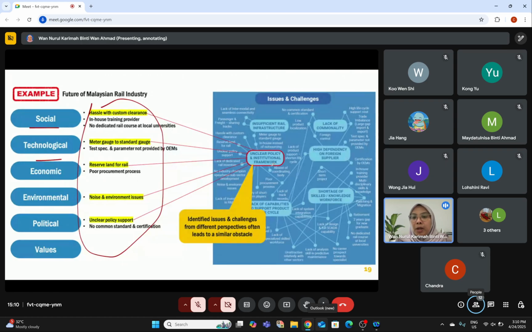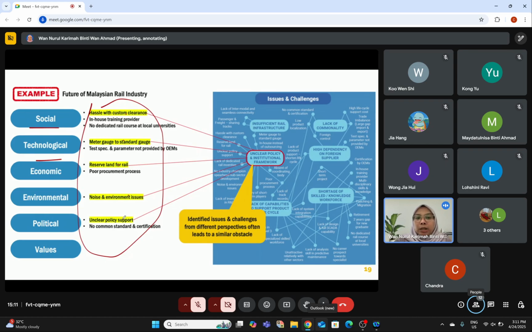Example here is unclear policy and institutional framework. This unclear policy and institutional framework comes from different perspectives: social, technological, economic, environmental, and political. Each of the factors here, if they exist together, influence each other, and the impact is that there will be an unclear policy and institutional framework in the Malaysian rail industry in the future. So if the policy and institutional framework is not clear, then of course in the future we will have difficulties in making sure that the rail industry in our country can be developed successfully, kan.